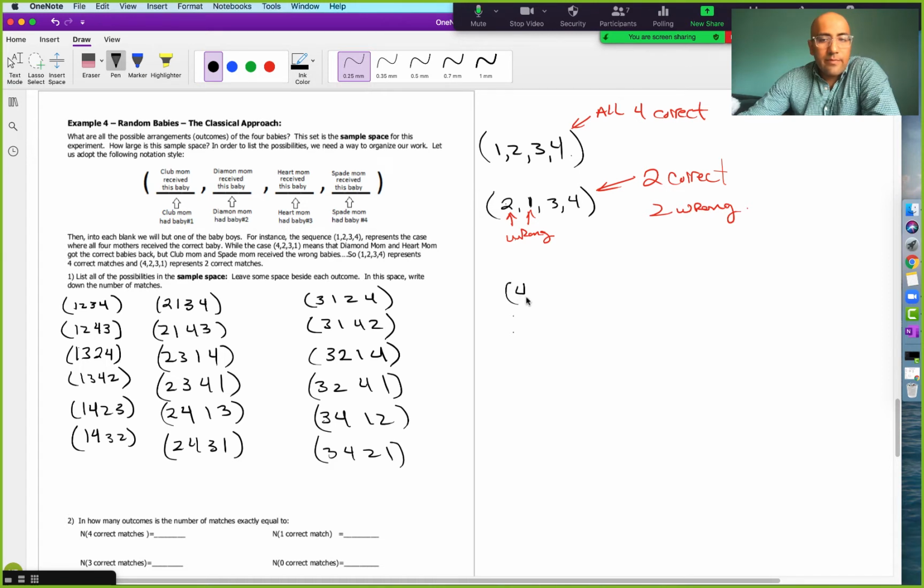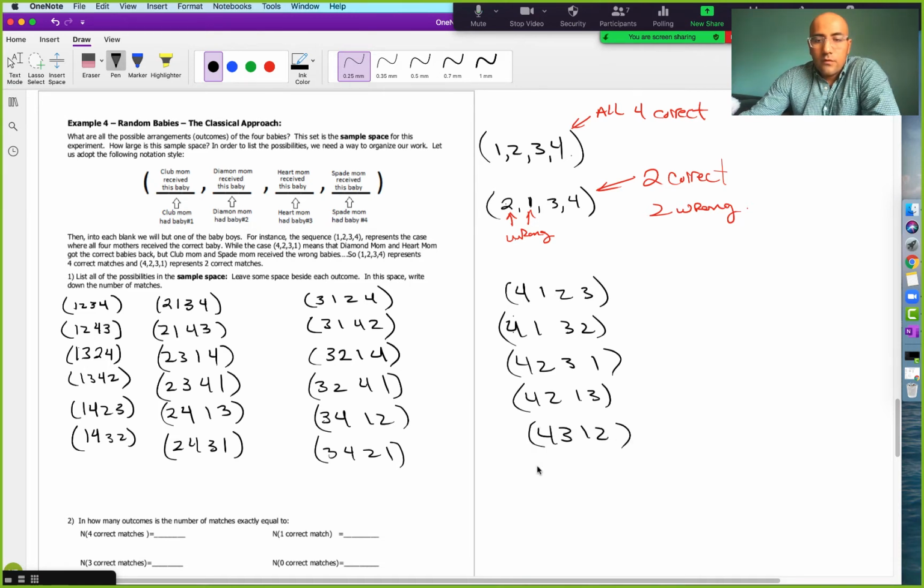And finally, let's look at every possible way that baby number 4 ends up in house number 1. It could be 4, 1, 2, 3, or 4, 1, 3, 2, or 4, 2, 3, 1, or 4, 2, 1, 3. Or 4, 3, 1, 2, or 4, 3, 2, 1. Good. So I've covered every possible outcome, right? All possible outcomes. This is my sample space of my experiment, capital S. This is my sample space.